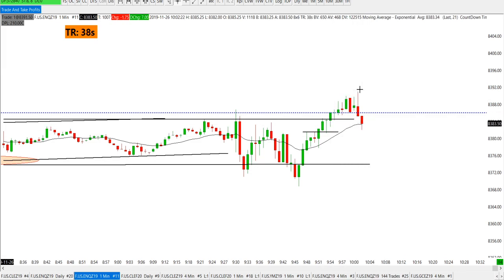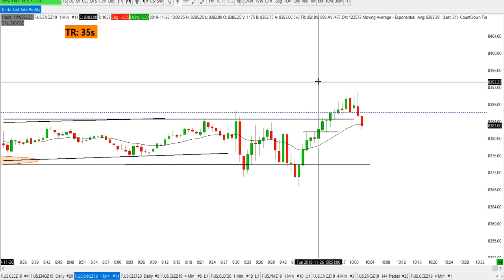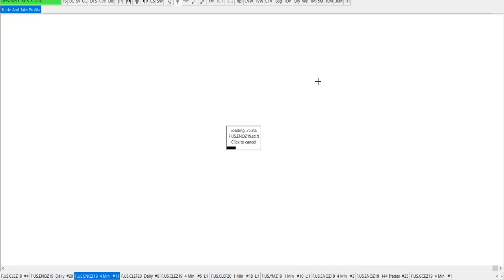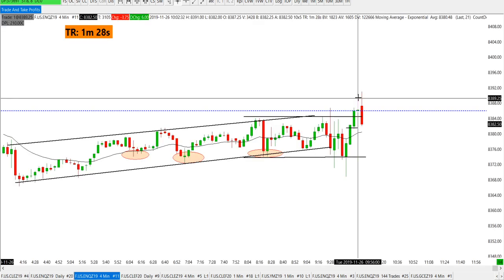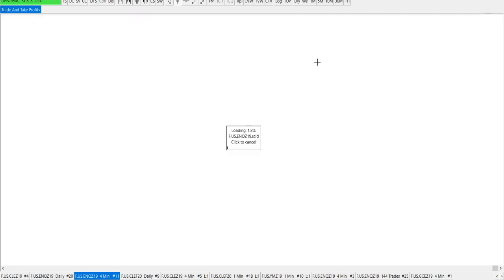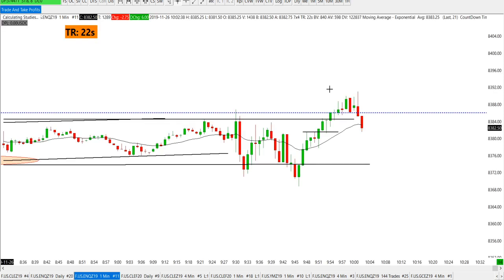Now this looks like a decent short opportunity. I don't want to go short right now. I'm still looking for the market to maybe pop up one more time. If the market decides not to pop up, I will look for another opportunity.